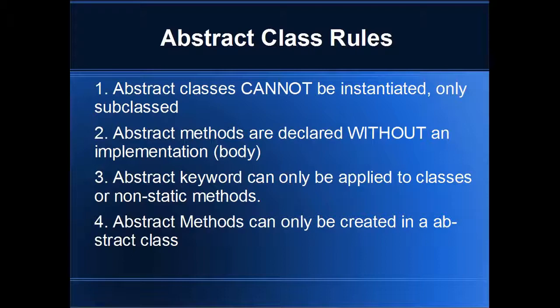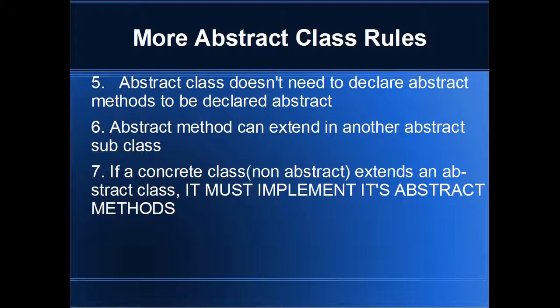More rules about abstract classes. Abstract classes don't need to declare abstract methods to be declared abstract. All you have to do is put the keyword abstract. An abstract class can extend another abstract class. But if it's a concrete class, we're going to go over that next.